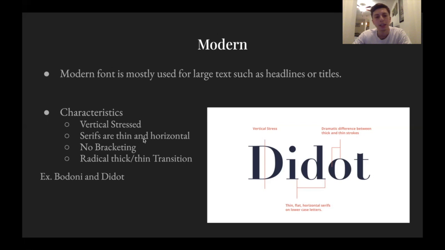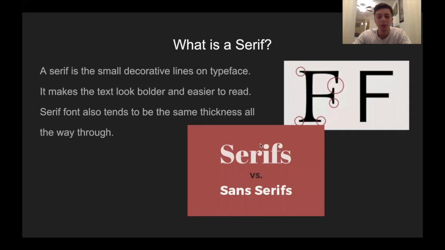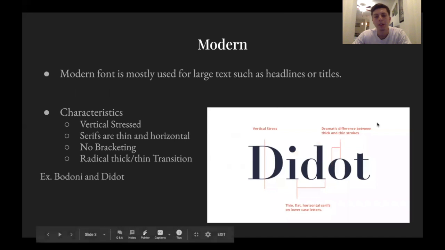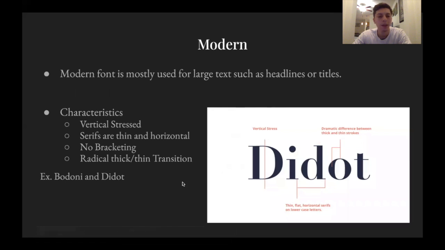The serifs, like I stated earlier, are going to be thin and horizontal, like you see right here, just flat. If you put modern text in with a body text, some of this might get lost in some of the text, especially if the text is real small. So these work a lot better whenever the text is real big. So like I said, headlines or titles, something like that. There's no bracketing right here. It's just nice and crisp, sharp edges right there.